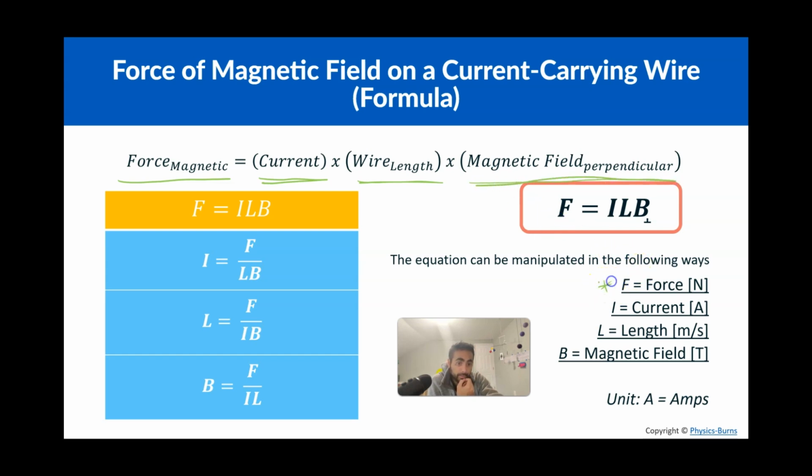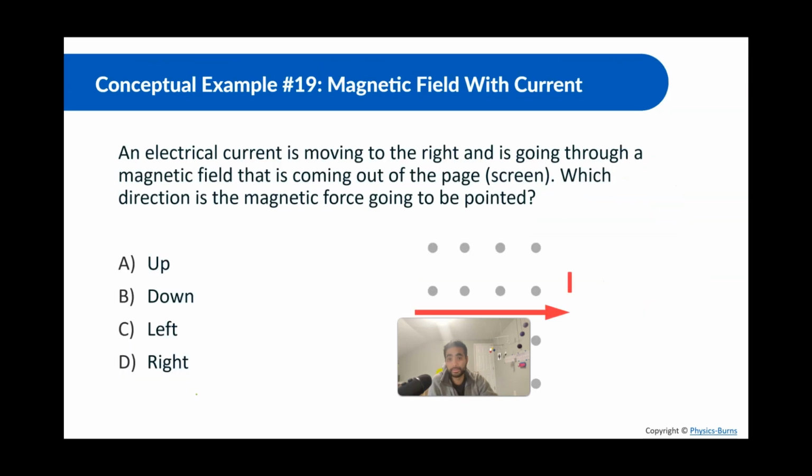We should know F is symbolized as force, I symbolizes current, which is amps, L symbolizes length, which is not meters per second, that's just going to be meters, and B symbolizes magnetic field, Tesla. Okay, and this is the formula for it. The force that the wire feels is going to be the current times the length times the magnetic field. And you can manipulate it in all these other ways algebraically. All right, let's do some examples.